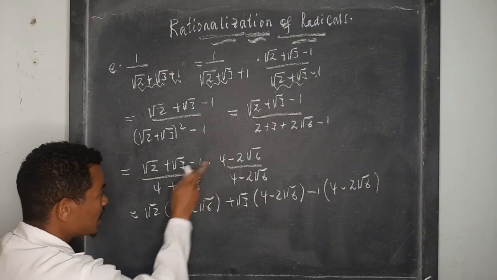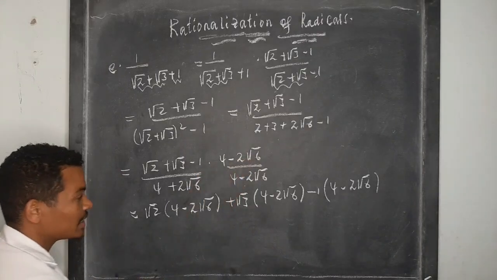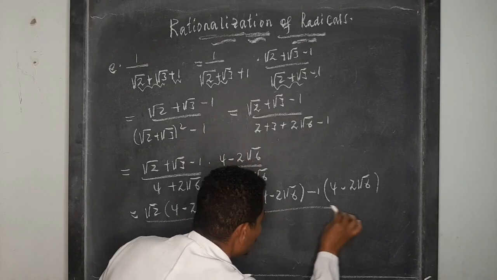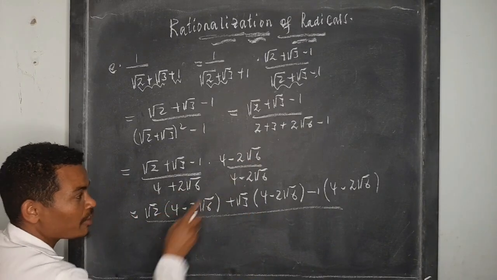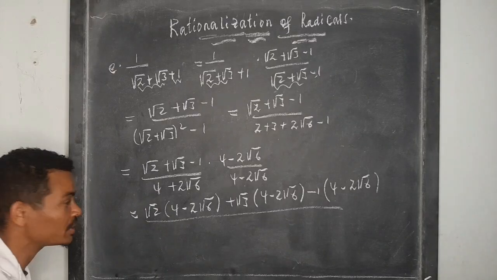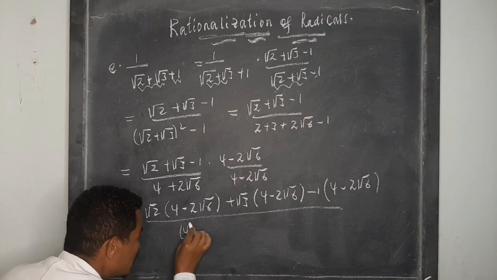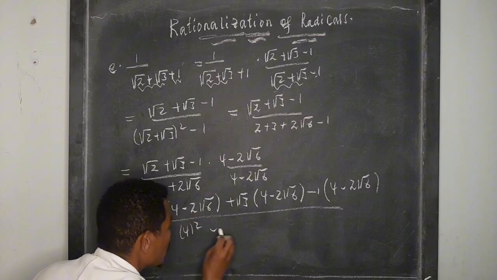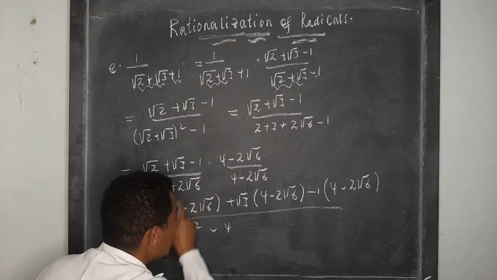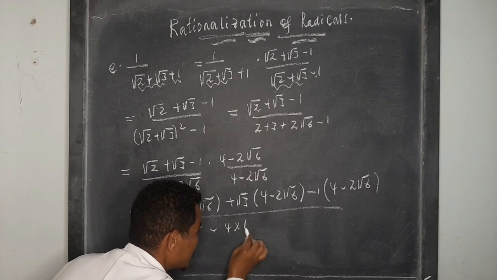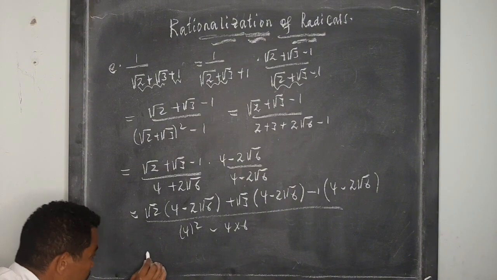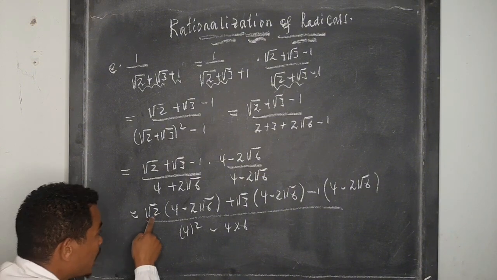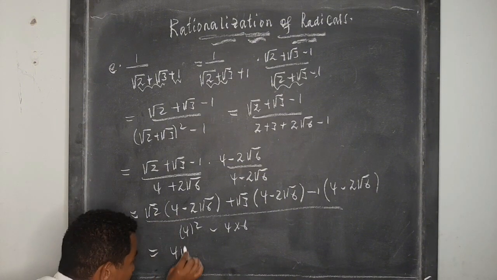How do we do it? Each term with this, each with this, each with this. Then what is the denominator? It is (a plus b)(a minus b), which is the same as a square minus b square. That is 4 square minus (2 radical 6) whole square: 2 square is 4, radical 6 square is 6, so 4 times 6. This is the same with radical 2 times 4, which is 4 radical 2.